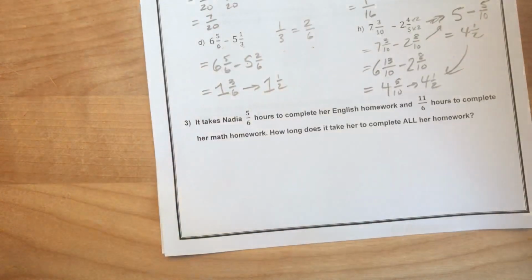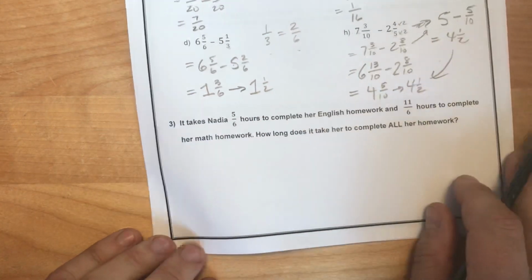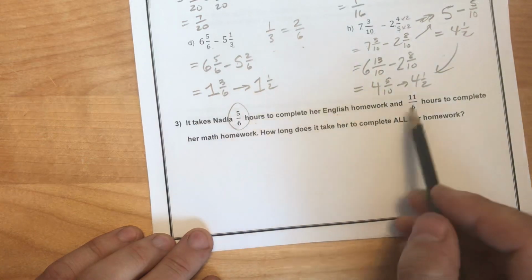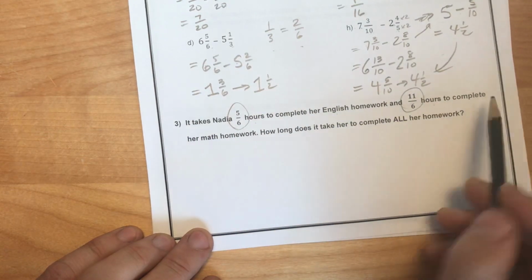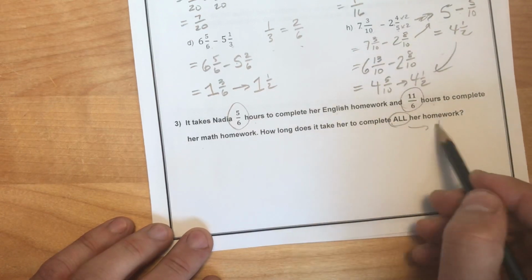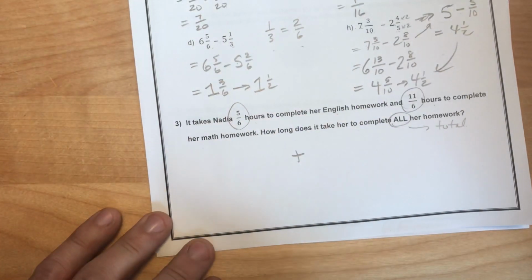Okay, for the word problem, there's basically 4 things I'm looking for. First thing is to set up the statement. Is this an addition or subtraction statement? So it takes Nadia 5/6 hours to complete her English homework and 11/6 hours to complete her math homework. How long does it take to complete all of her homework? Now this is referring to a total or all together, so we're dealing with an addition statement here.